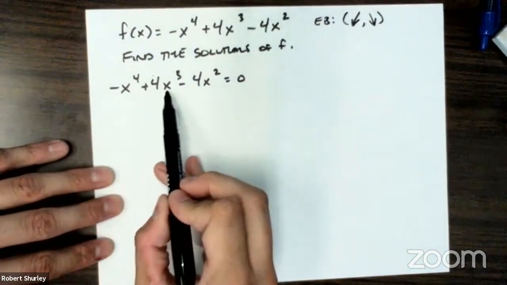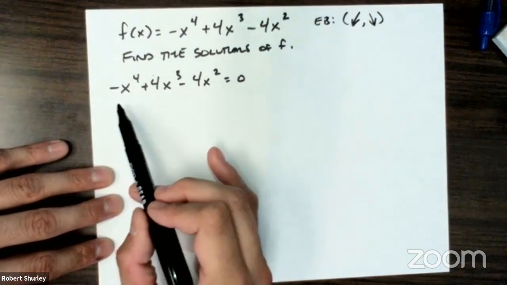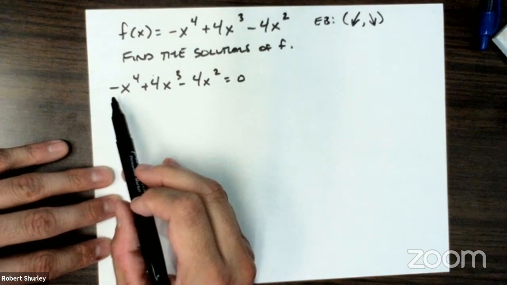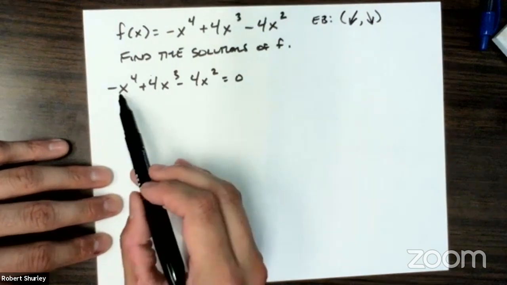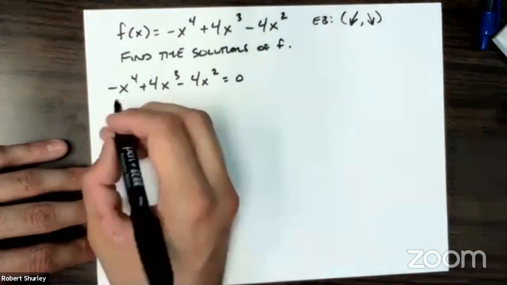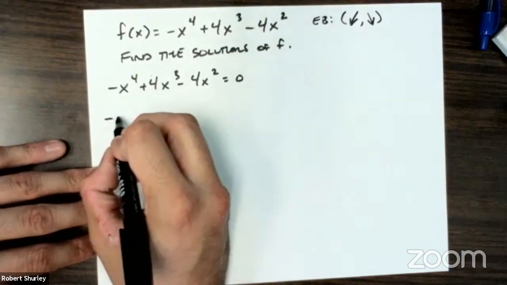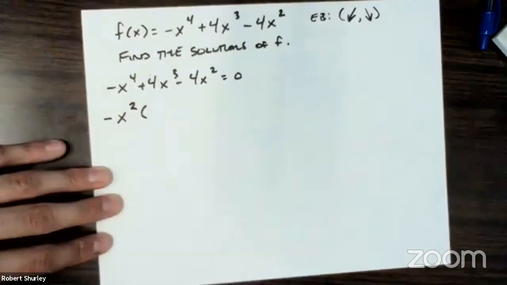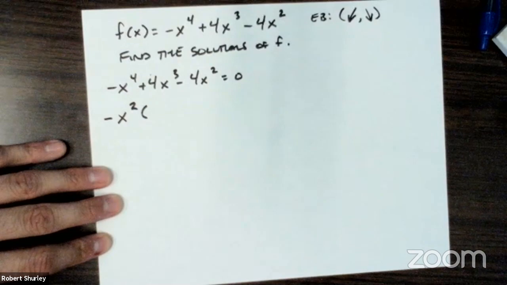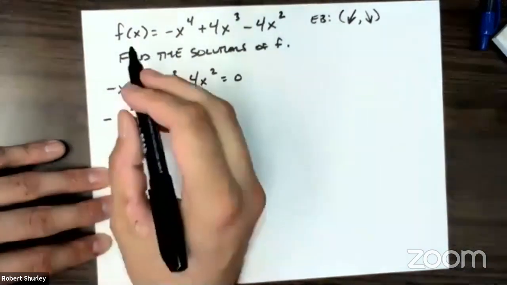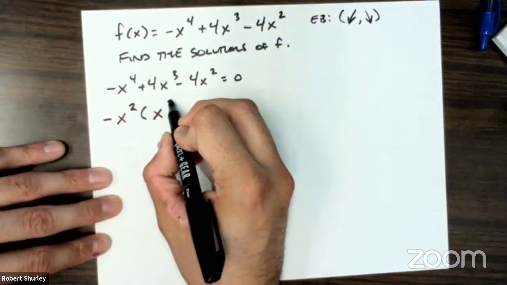And if you notice in each one of these, we have an x squared, right? And that first term's negative. If we're going to factor this, we really need the first term to be positive. So I'm going to factor out a negative, and they all have at least an x squared. So I'm factoring out a negative x squared here. And when I do that, that first term becomes just x squared, right?